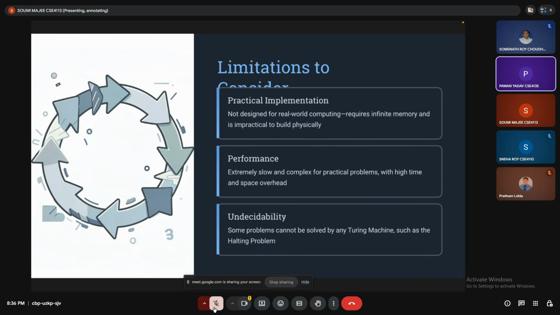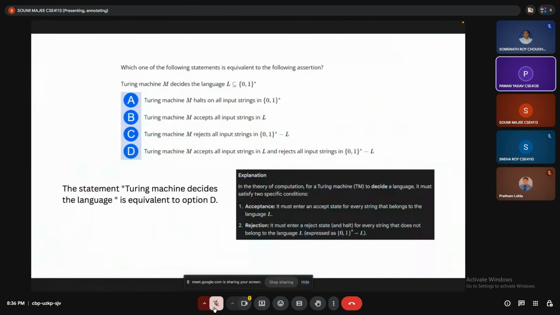Change the slide. There are two problems we have solved from GATE questions. The first: which of the following is equivalent to the assertion that M decides the language L, a subset of {0,1}*? The correct statement is option D. The explanation is that a Turing machine that decides a language must satisfy two conditions, acceptance and rejection. It must enter the accept state for every string that belongs to the language, and it must enter a reject or halt state for every string that does not belong to the language. Change the slide.